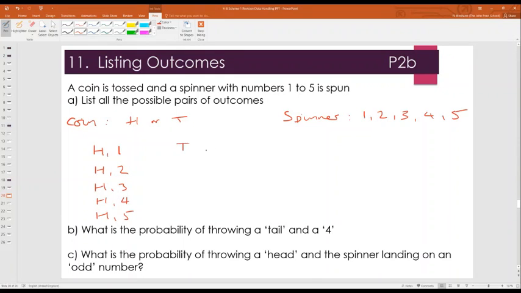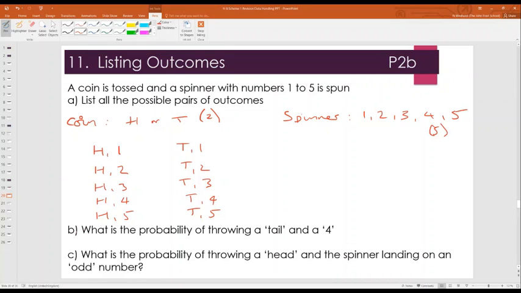Okay, then you can get exactly the same thing with tails. So tails and 1, tails and 2, tails and 3, tails and 4, tails and 5. A good way of checking whether we haven't missed any of the outcomes out is if you multiply the possibilities together. In this first event, tossing the coin, there are 2 possibilities, aren't there, heads or tails. In the second event, which is the spinner, there are 5 possibilities, and 2 times 5 gives you 10. So that indicates there should be 10 possible outcomes, which there are here. We've got 5 including heads, and we've got 5 including tails.